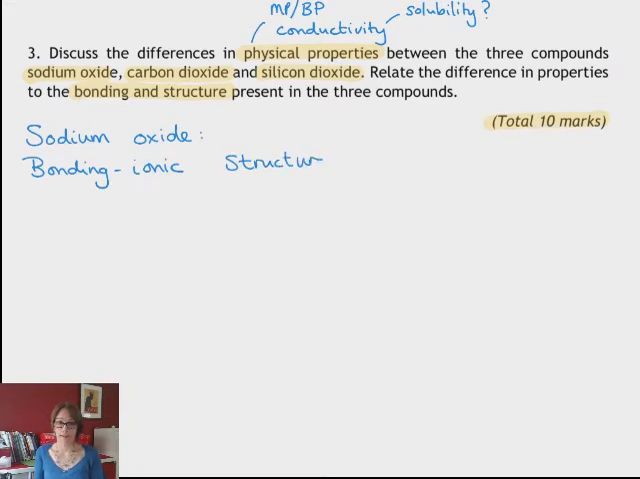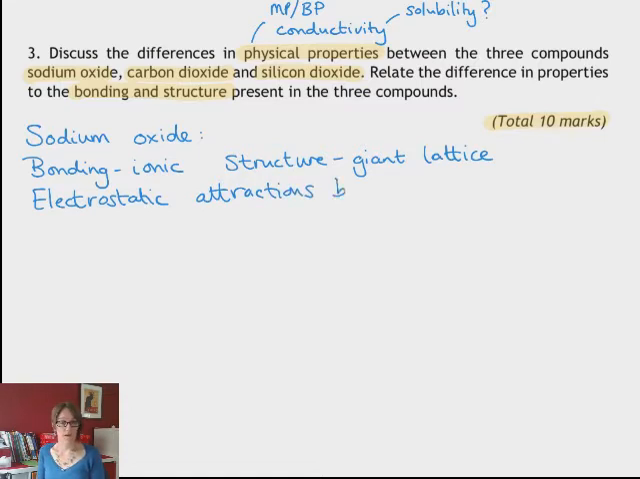As simple as that. Yes, there are some compounds which are ionic liquids and they're not a giant lattice structure. Will you have to write about them at A-level? No, so don't worry about it. So, what can we talk about for a giant lattice structure that is ionic? We can describe what the ionic bonds are. So they are electrostatic attractions between oppositely charged ions.